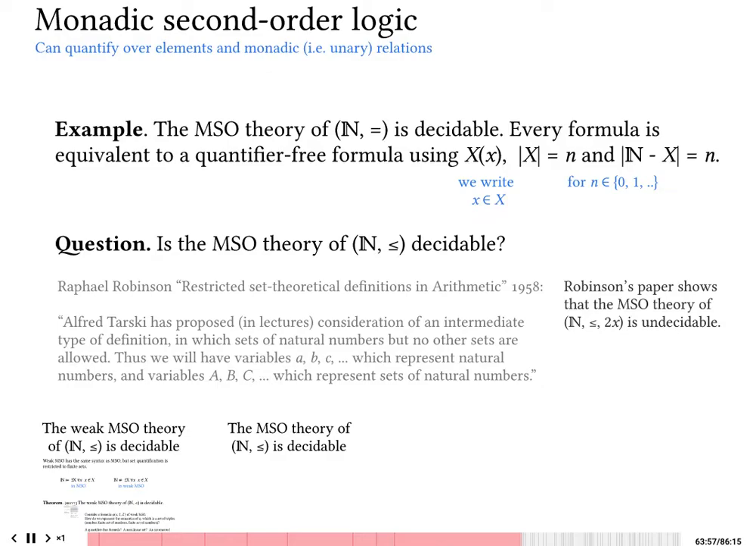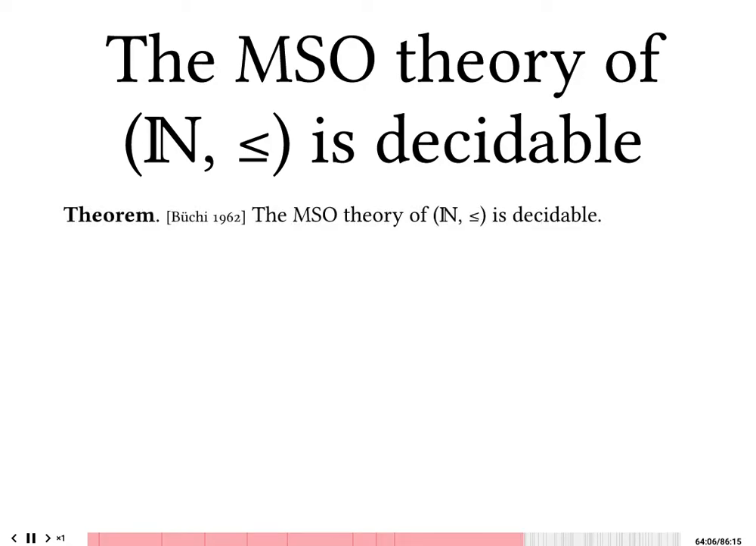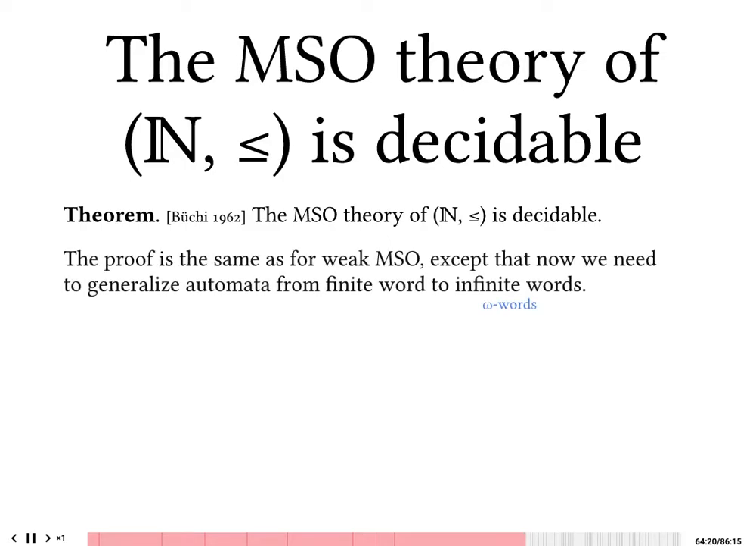The next example is about the full solution to the problem raised by Tarski, namely deciding the full theory of MSO over the natural numbers, where you are allowed to quantify over infinite sets. This was proved by Büchi a few years after the result for weak MSO. He proved that the full MSO theory of the natural numbers with equality is decidable, where infinite sets are allowed. It is actually the same proof as for weak MSO, except that now, if you think about a formula with three variables, then in order to describe the infinite sets that are used to instantiate the three variables, you need to have infinite words.